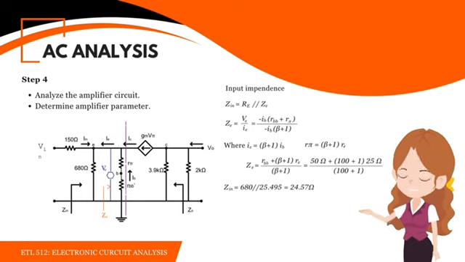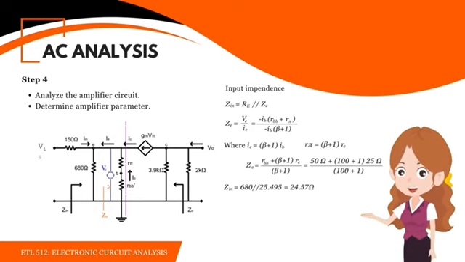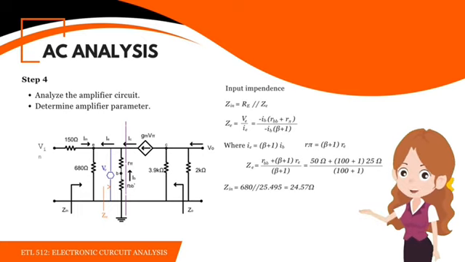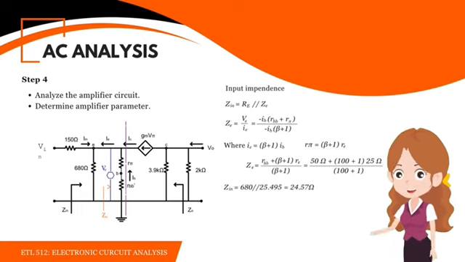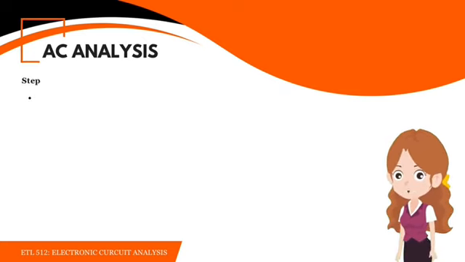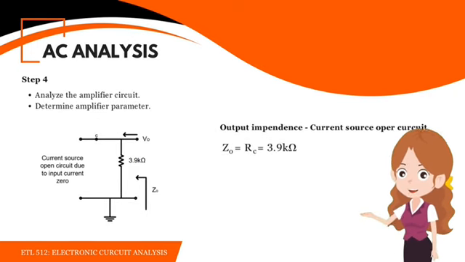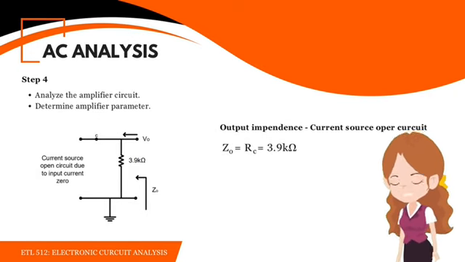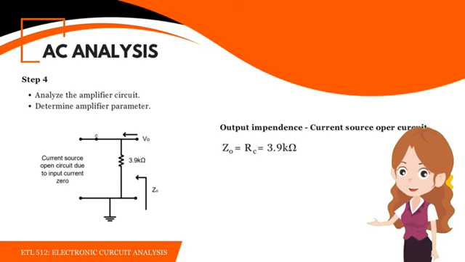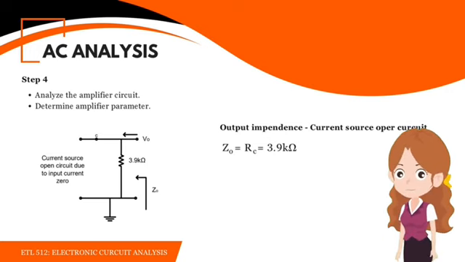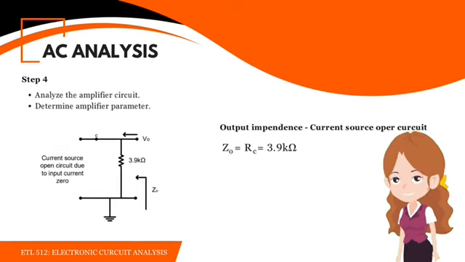In this case, 2,575 ohms in parallel with 680 ohms gives a total input impedance of approximately 24.57 ohms. Because the small signal collector emitter resistance RC is infinite, it does not affect the output. Therefore, the output impedance is simply equal to the collector resistor. In this example, the output impedance is 3.9 kiloohms.